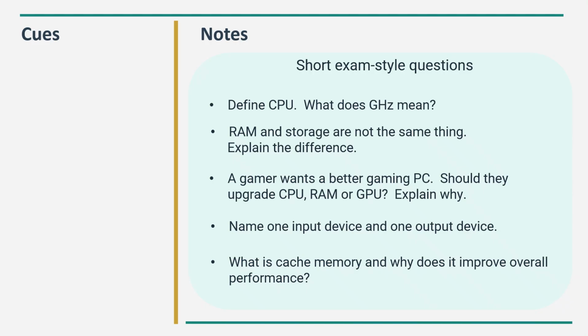If you want to improve your gaming PC, definitely go for a GPU. CPU and RAM matter, but GPU matters most. One input device is a keyboard, and one output device, for example, is a screen. Cache memory is high-speed memory used to hold recent or frequently accessed data in order to be able to retrieve the data faster.